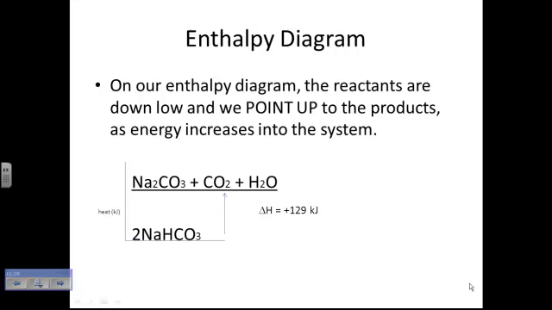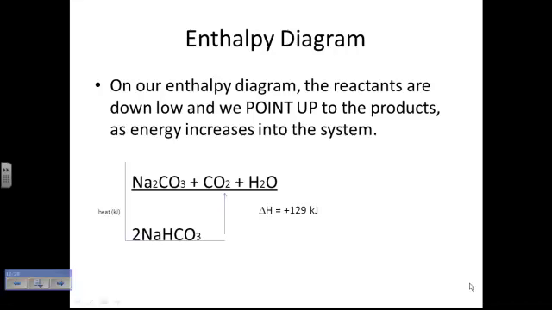The first diagram we drew was exothermic. Reactants point down to products. It's a heat loss. The second, the one we're looking at right now, is a gain of energy by the system. Endothermic points up as the system gains energy to form the products. Exo loses, point down. Endo gains, point up.